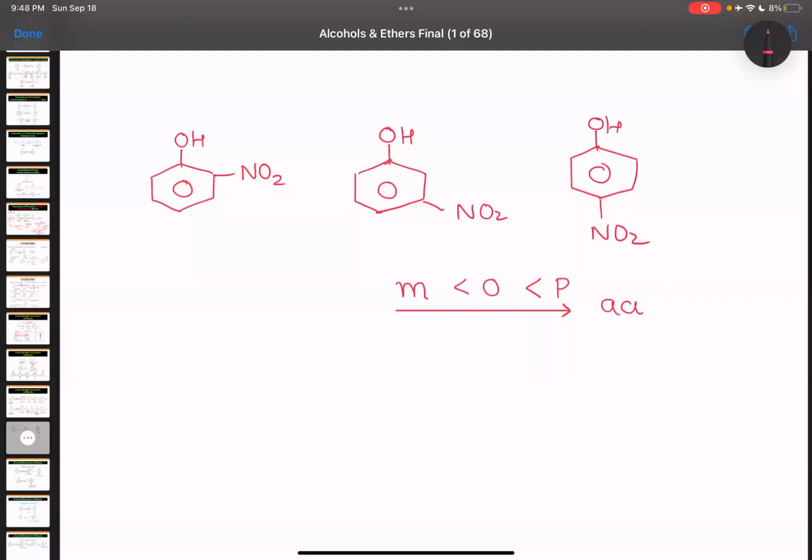But why is para most acidic? Actually, the ortho should be expected to be more acidic. Why? Because the ortho NO2 is an electron withdrawing group, and being close to OH, it is going to withdraw more easily.